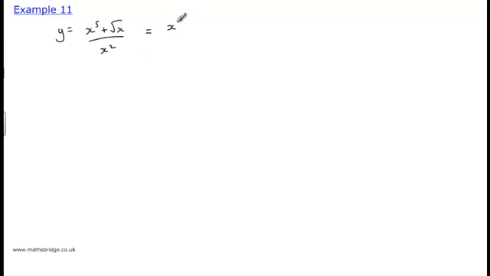Again, splitting the fraction into two separate fractions. And using the rules of indices, we need to differentiate x cubed plus x to the minus 3 over 2.